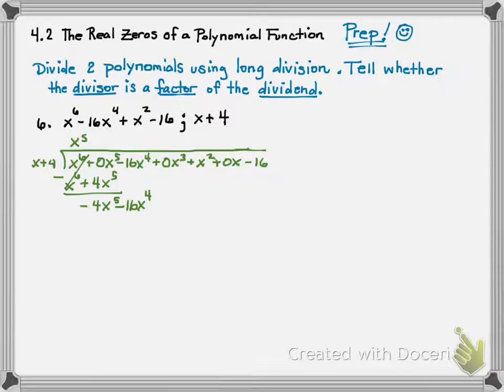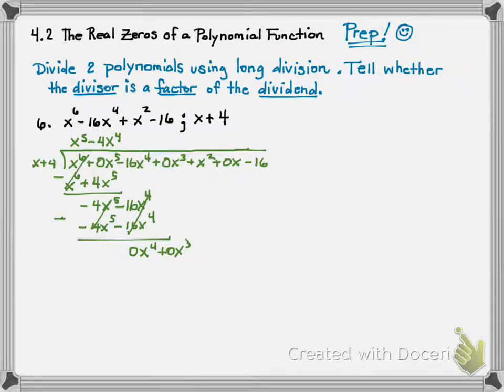What times x is negative 4x to the 5th? That would be negative 4x to the 4th, right? So let's distribute. That gives me a negative 4x to the 5th minus 16x to the 4th. Subtract that, and everything goes away. We're left with a 0x to the 4th, right? So we're going to bring down that 0x to the 3rd.